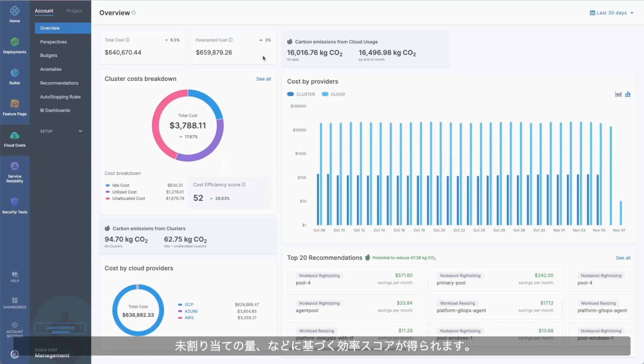Moving to the right-hand side, we do have carbon emission information throughout the product to help you with your environmental goals. We've got a brief chart showing the spend between cloud and cluster. And then bottom right, we've got recommendations.